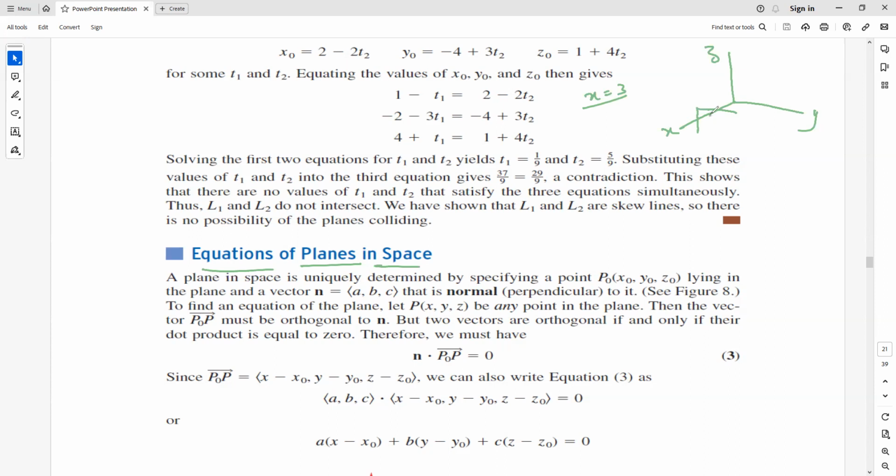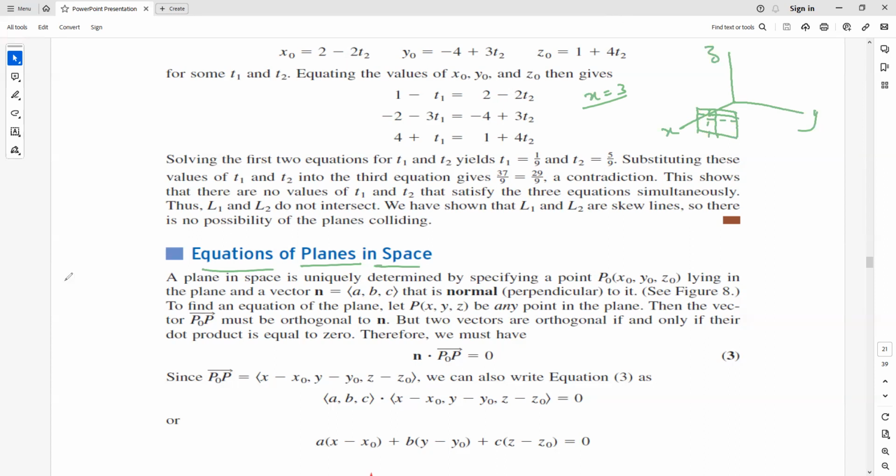x equals 3 is this point, let's say, and the plane will look like this, right? Centered at x equals 3. So like this. Okay, so it's stretched in the y direction and z direction, and it's fixed at x equals 3. So this is the equation of a plane that is parallel to the yz plane.